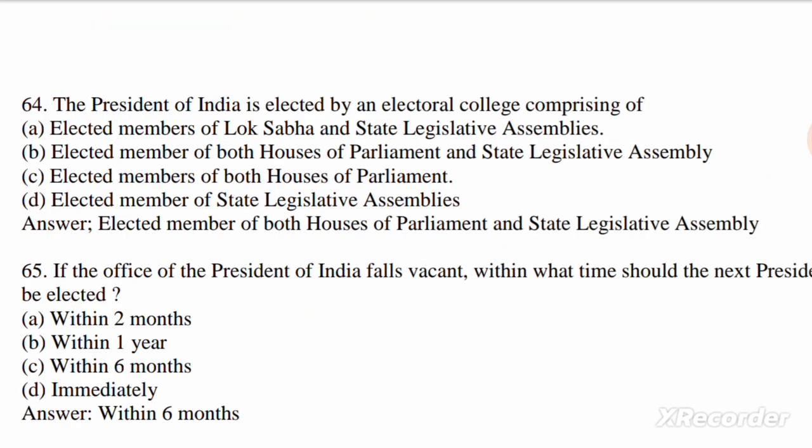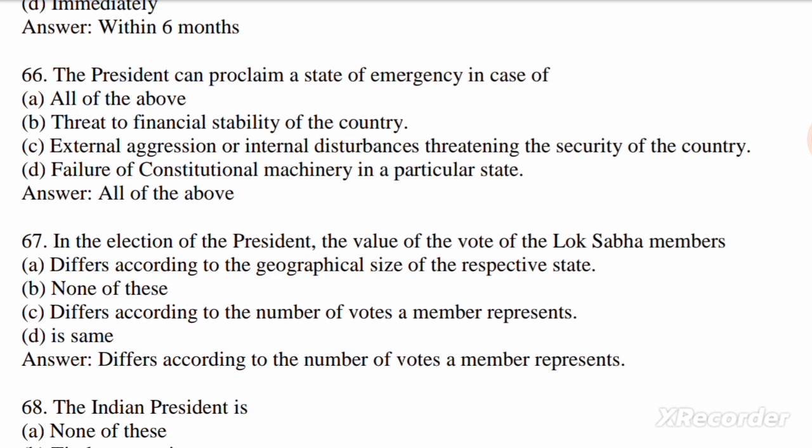64. The President of India is elected by an electoral college comprising of elected members of both houses of Parliament and State Legislative Assemblies. 65. If the office of the President of India falls vacant, within what time should the next President be elected? Within 6 months. 66. The President can proclaim a state of emergency in case of all of the above. Go through all of these.